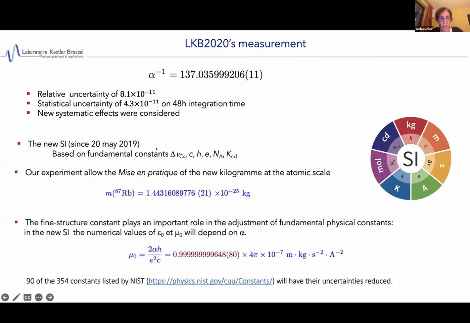Also, as we know, in the new SI, the fine structure constant plays an important role in the adjustment of the fundamental constants. And as you know, in the new SI, the numerical values of epsilon 0 and mu 0 will depend on alpha, and these measurements now give the most accurate results. These results allow us to improve the uncertainty on about 90 fundamental constants listed by NIST.